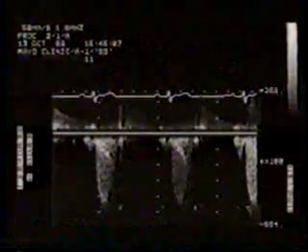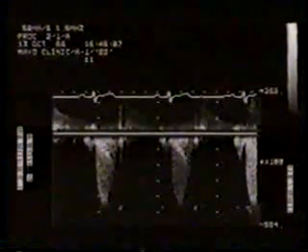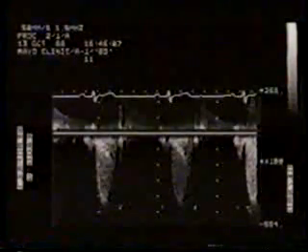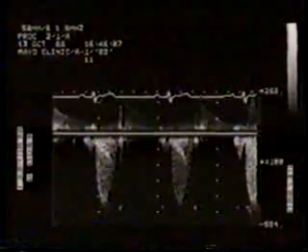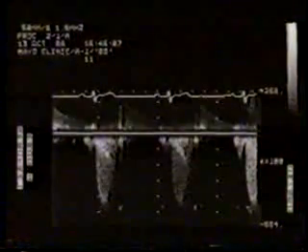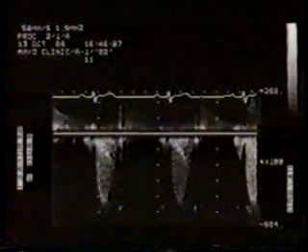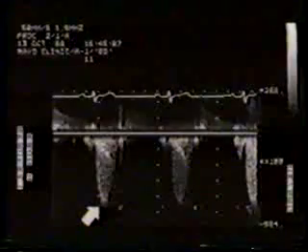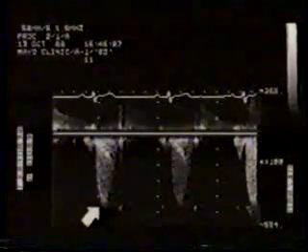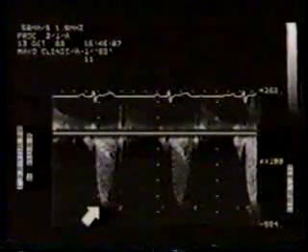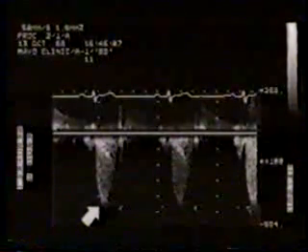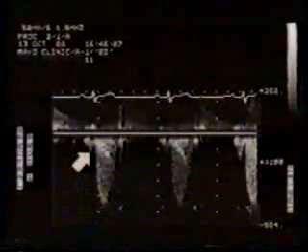In this patient, the 2D image of pulmonary valve was suboptimal. However, the severity of stenosis could be reliably determined by continuous wave Doppler interrogation. The maximum jet velocity was 4.7 meters per second, equating to a maximum gradient of 88 millimeters mercury. Pay attention to these presystolic signals.